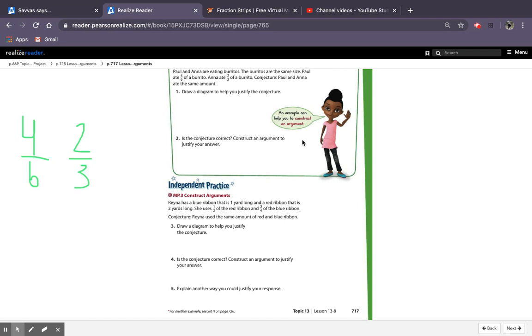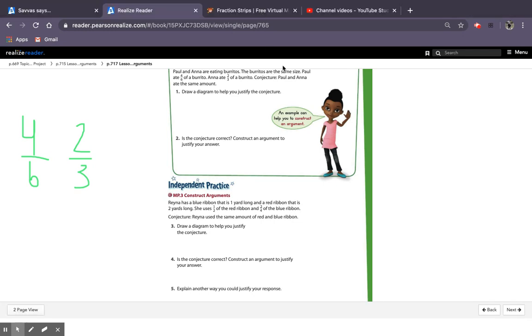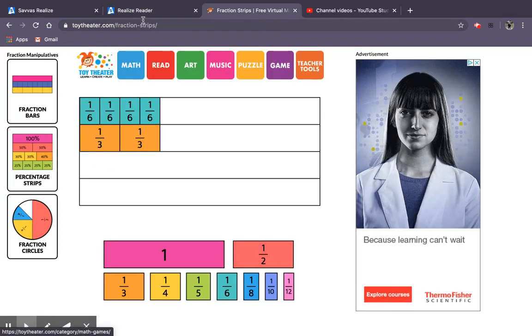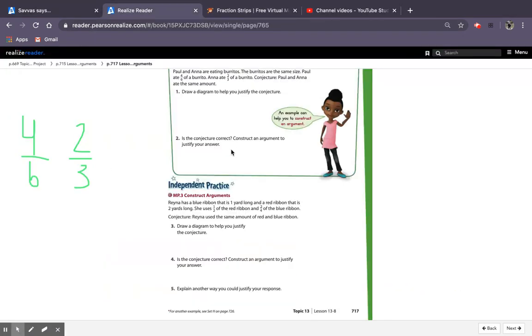Okay? And here it says an example can help you construct an argument. So this drawing helps me with my argument. And if you use number lines, it can also help you with your argument as well.